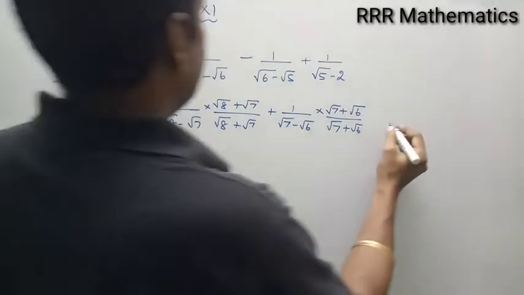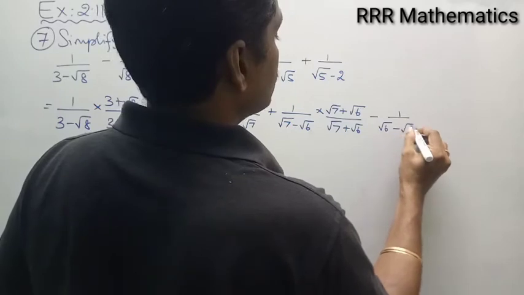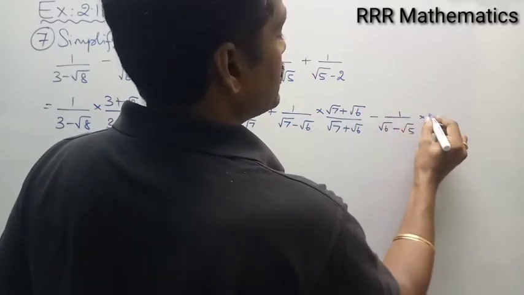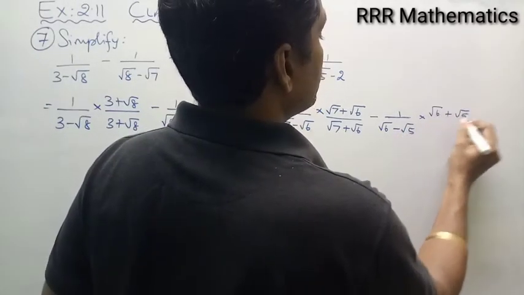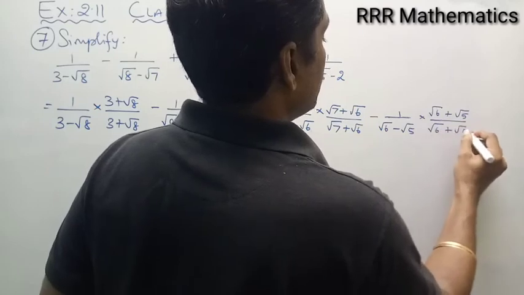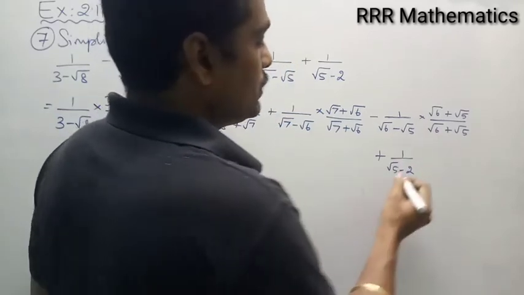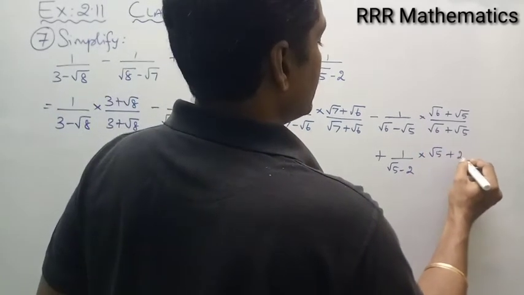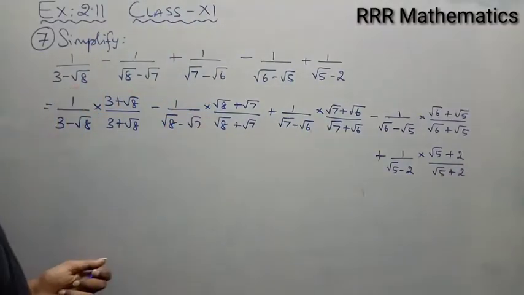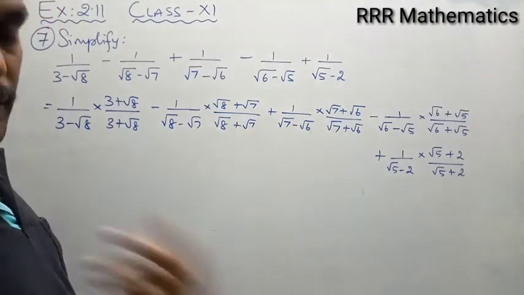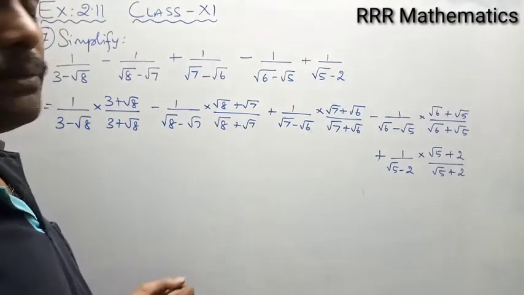Okay. I will write here my fourth term: minus 1 by square root of 6 minus square root of 5. To rationalize the denominator, I will multiply and divide by the conjugate, which is root 6 plus root 5. Got it? The last term is 1 by root 5 minus 2. I will multiply and divide by the conjugate, which is root 5 plus 2. So for each term, the denominator is irrational, and to rationalize it I multiply and divide by the conjugate, just changing the sign of the second term.